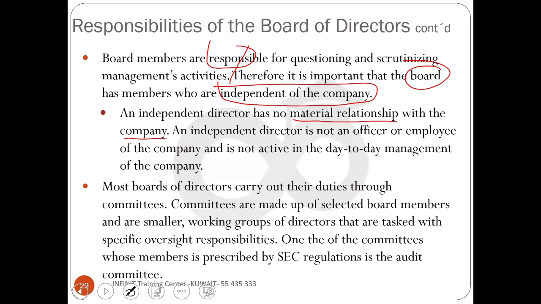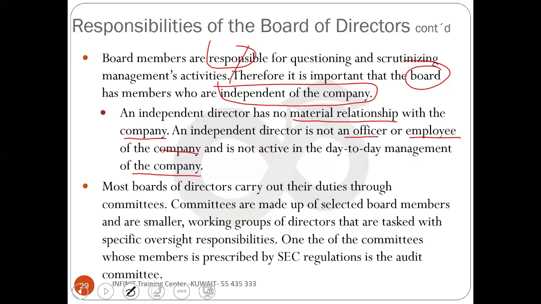An independent director is not an officer or employee of the company and is not active in the day-to-day management of the company. So a director should be someone from outside of the company, who doesn't have any material influence or material relationship with the company. They are not shareholders of the company. They are not officers working in the company. They should be a completely unrelated party.